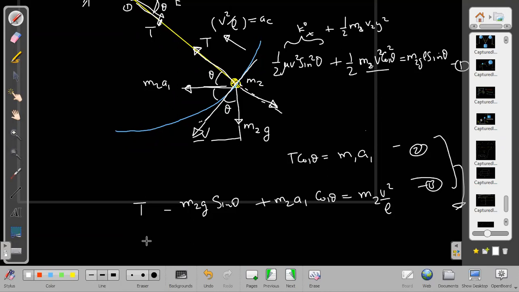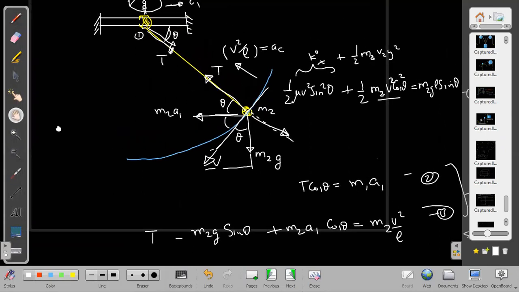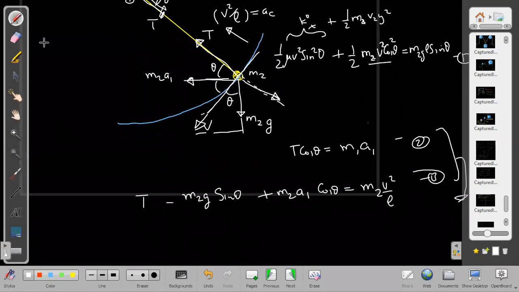Or I can do one thing. I can write T cos theta, if I do here m2 a2 cos theta. But we should be able to do it on the equation in the diagram itself. It is correct that by equations I am getting this, and then I can solve. I can multiply by cos theta, and can we do this thing in the diagram only?